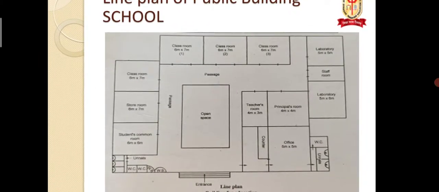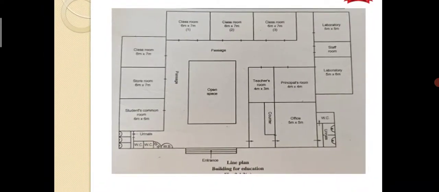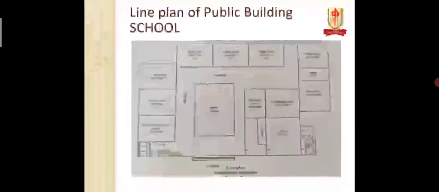There's open space also. There is a library, there is a staff room, there is a WC sanitary block, and the blocks are obviously different for ladies and different for boys. Like this we can plan our school building.